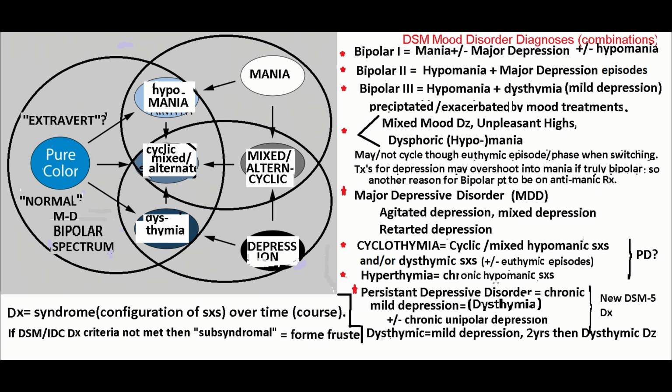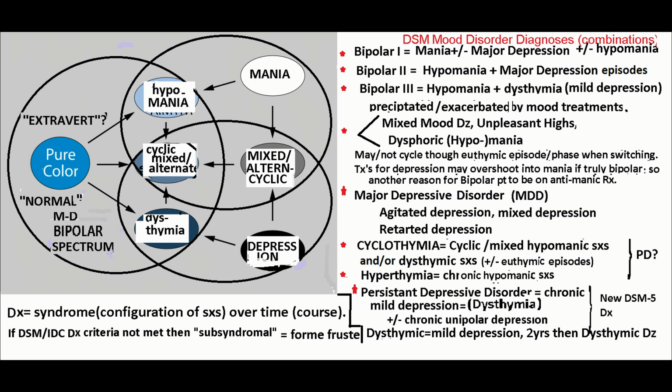Then there's cyclothymia, a mild form where people cycle or alternate or are mixed with hypomania and dysthymia. This is a lesser form of manic depressive syndrome, but it's more prolonged. Usually at least 2 years is the criteria. Some people think it's a personality disorder.